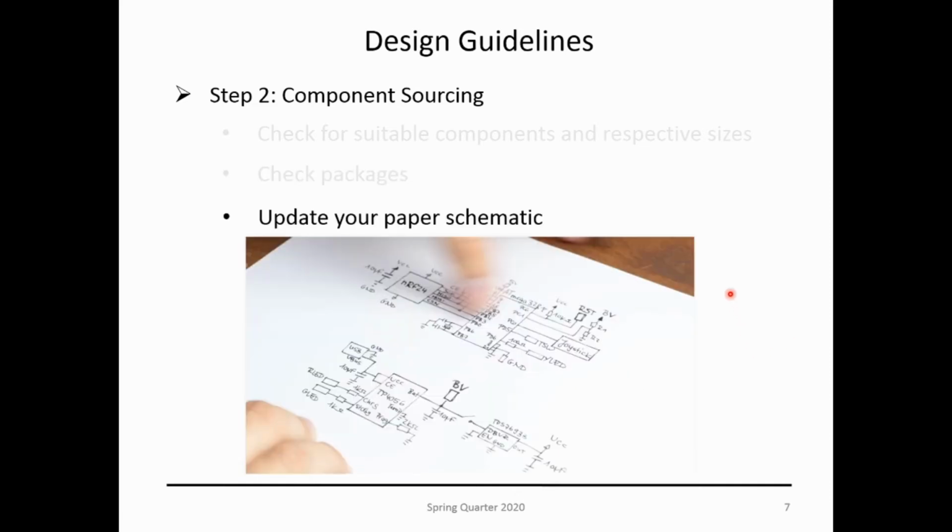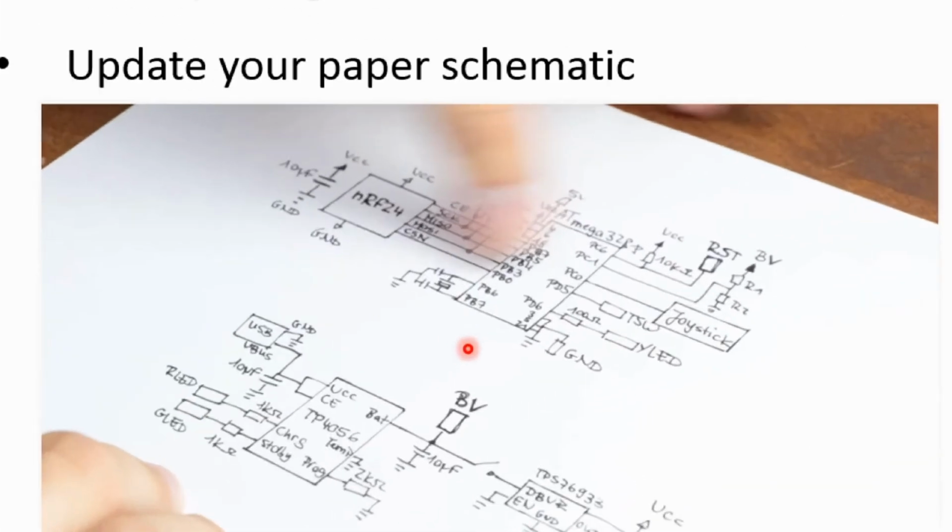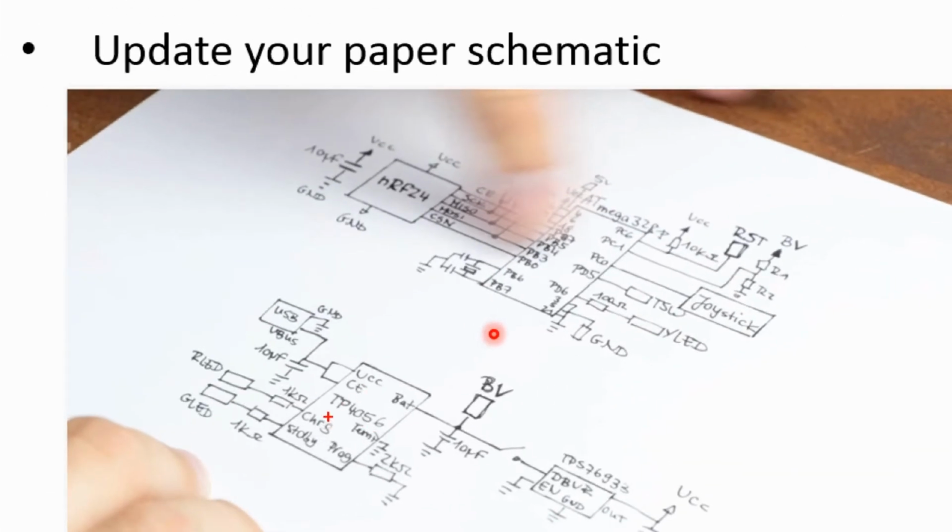And then update your paper schematic. So after you do that, go back to your paper schematic, and this time update the modules or the blocks with the name of the IC that you're going to use, as you see over here.